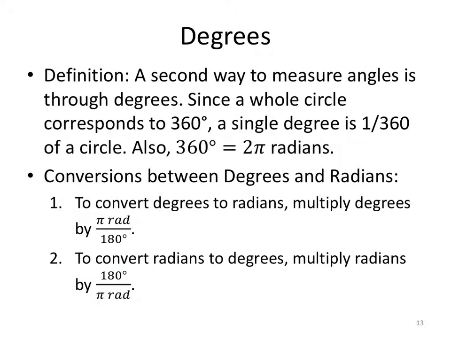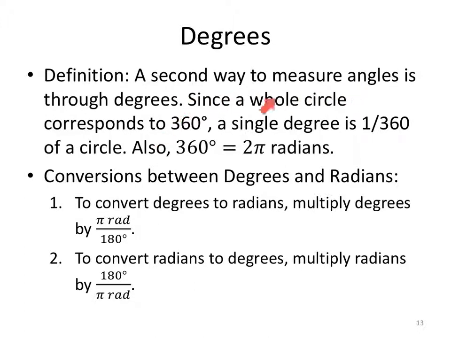Alright. Now a second way to measure angles is through degrees, and we've kind of already talked about degrees a little bit. Degrees are a lot like percentages. They're things that we can visualize. But just like we don't do calculations with percentages, we change them to decimals, we don't do calculations with degrees very often. We use radians, which are real numbers.